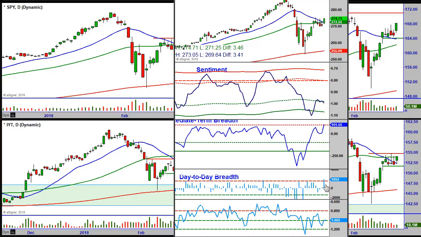We had confirmation of Friday strength with the day-to-day breadth, and you can see here the day-to-day sentiment, which is still bullish. So we're looking for the markets to go higher. They've already started to this morning. We'll see how far they get, and we will have another update probably tomorrow or the day after as we see things unfold.